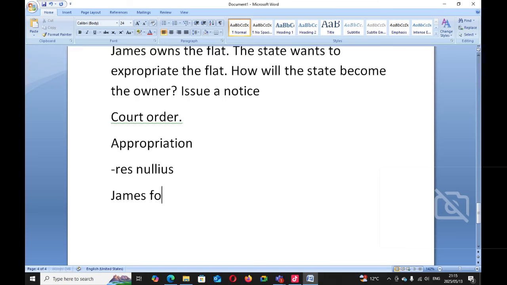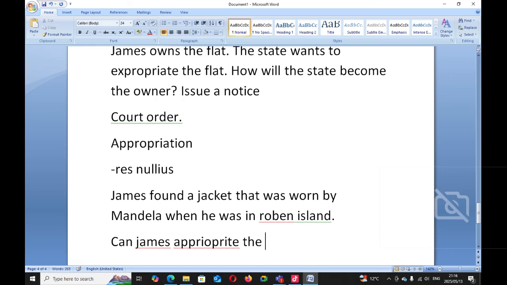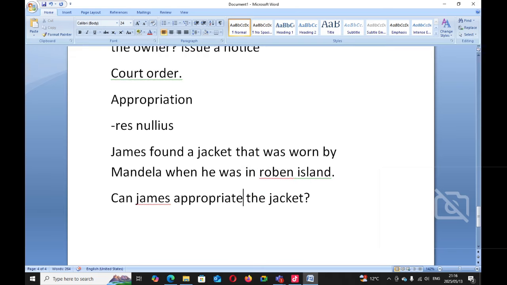James found a jacket that was worn by Mandela when he was in Robben Island. Can James appropriate the jacket?